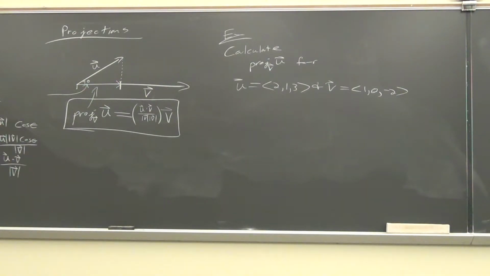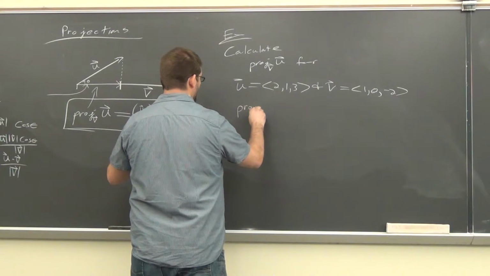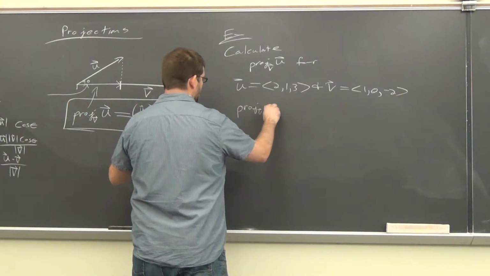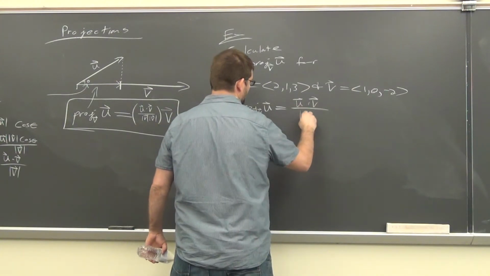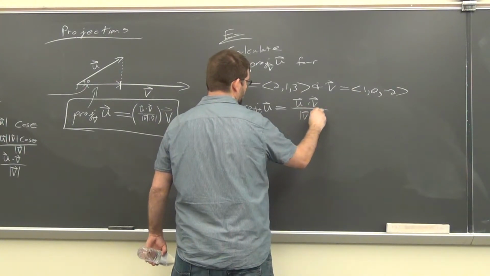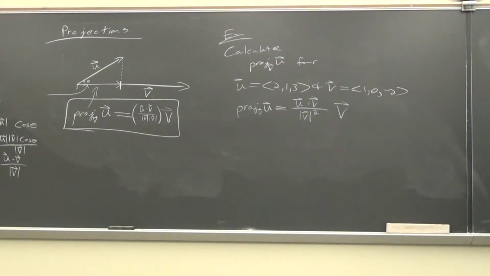So hopefully you had a chance to try this. Just write it out. So your projection is just u dot v over the magnitude of v squared, right? Minus 4 over 5, times v, okay, good.